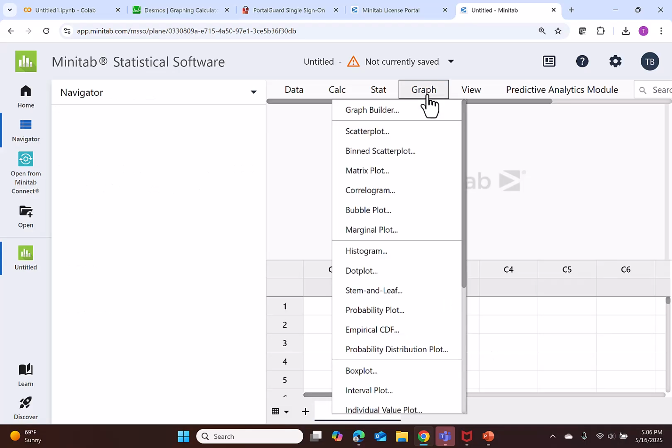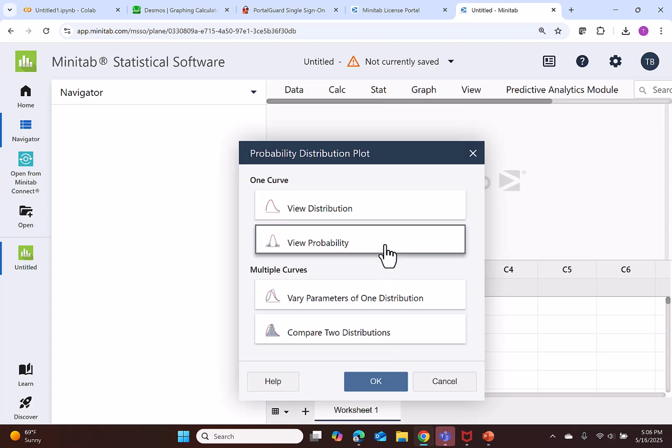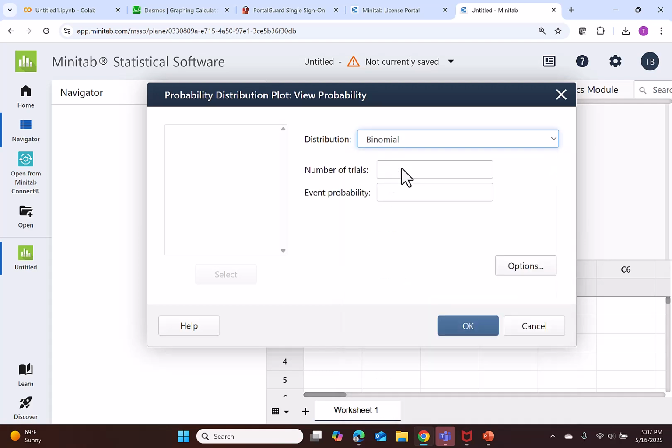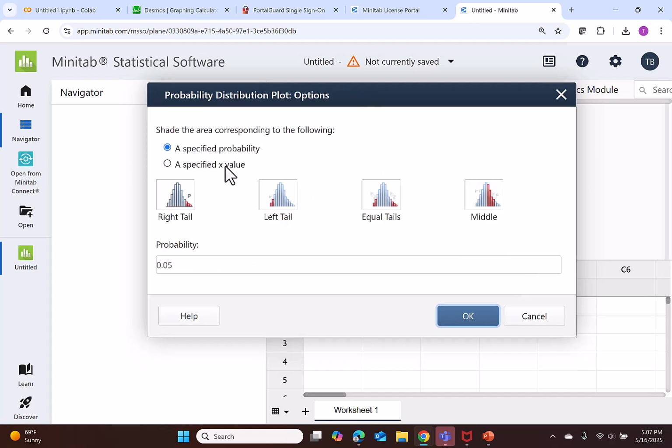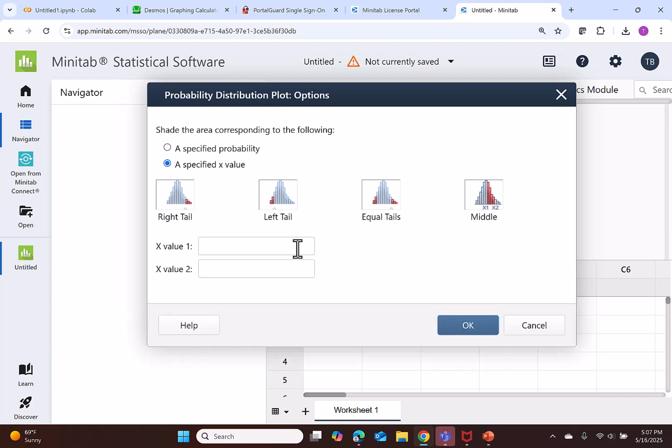In Minitab, I start by going to Graph, Probability Distribution Plot, View Probability. In the distribution, I'm looking for binomial. It asks for the number of trials, which we said was 8, and the probability of success, which was 0.15. We're going to click on the options. This time we're looking at a specified x value. Because we're looking for the value of x being equal to 3, I'm going to hit the middle and I'm going to say both values are 3.